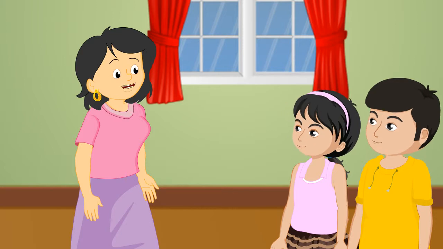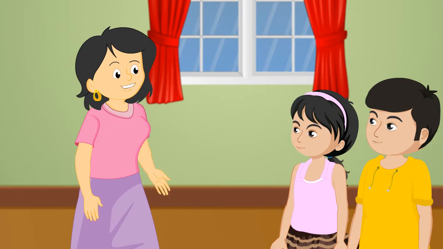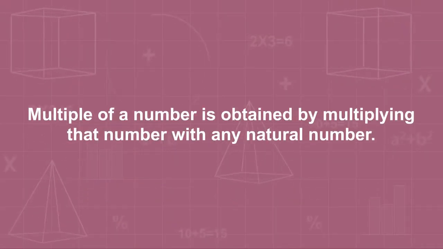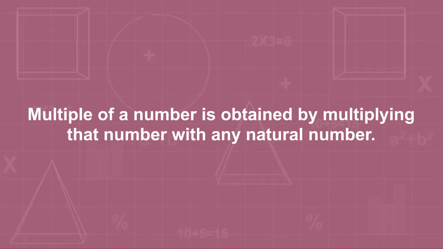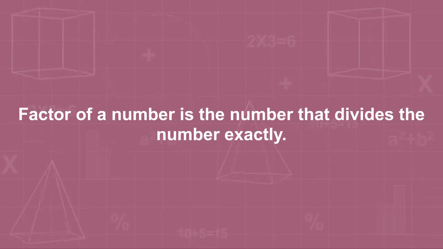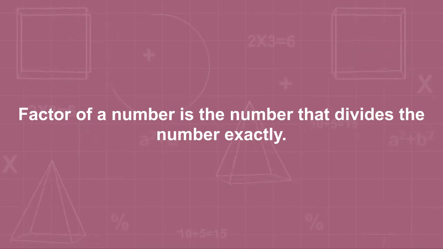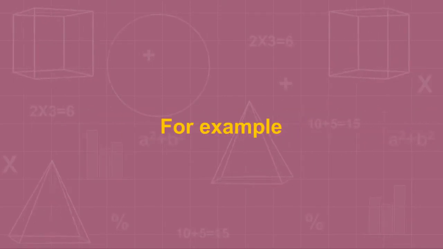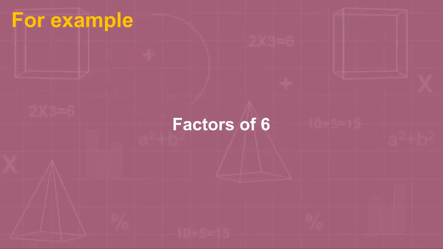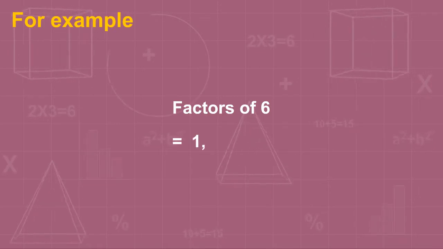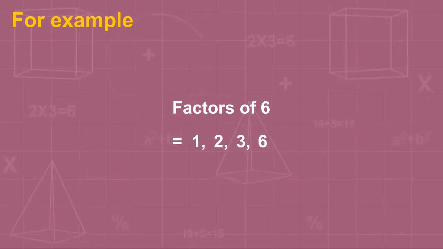But before the new chapter, I will tell you some useful points regarding this chapter. Like, a multiple of a number is obtained by multiplying that number with any natural number. A factor of a number is the number that divides the number exactly. For example, factors of 6 are those numbers that divide 6 exactly. 1, 2, 3 and 6 are the factors of 6.